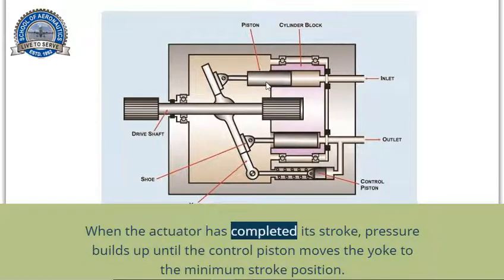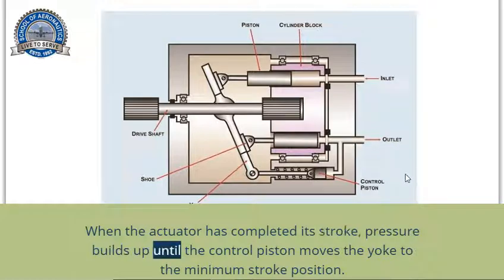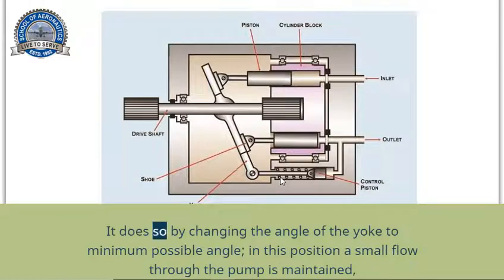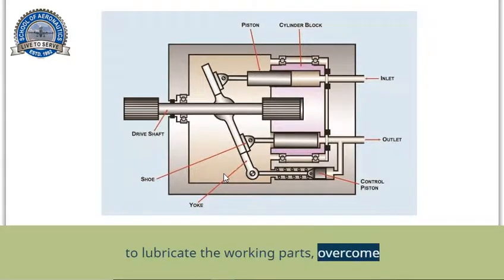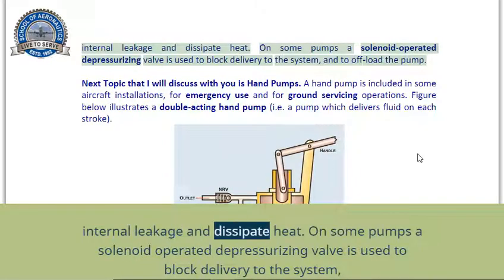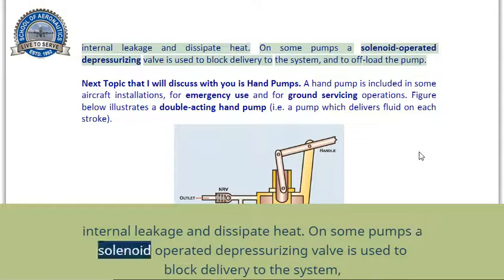When the actuator has completed its stroke, pressure builds up until the control piston moves the yoke to the minimum stroke position. It does so by changing the angle of the yoke to the minimum possible angle. In this position a small flow through the pump is maintained, to lubricate the working parts, overcome internal leakage and dissipate heat. On some pumps a solenoid-operated depressurizing valve is used to block delivery to the system, and to offload the pump.